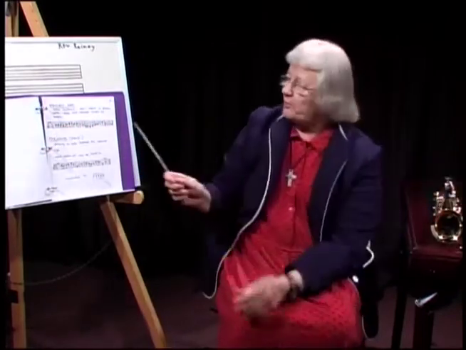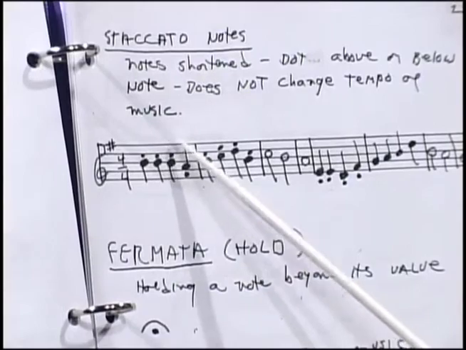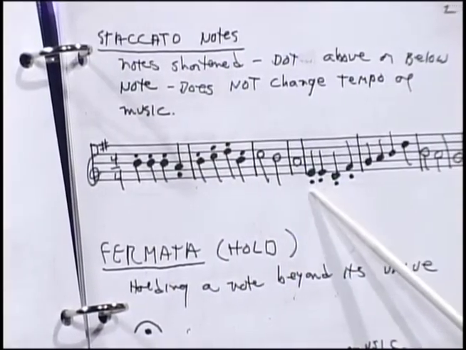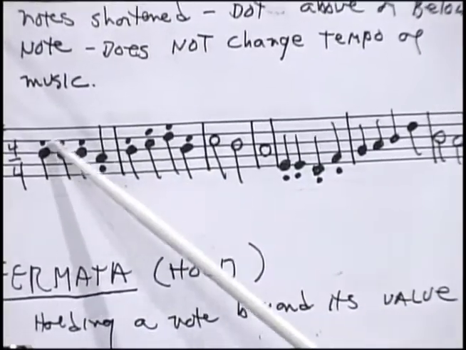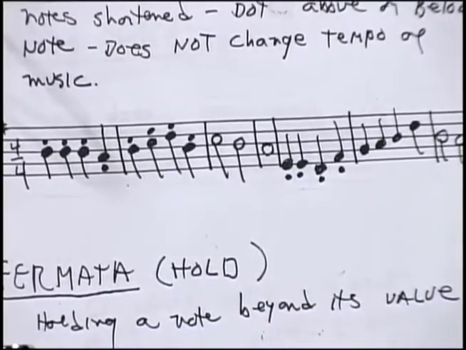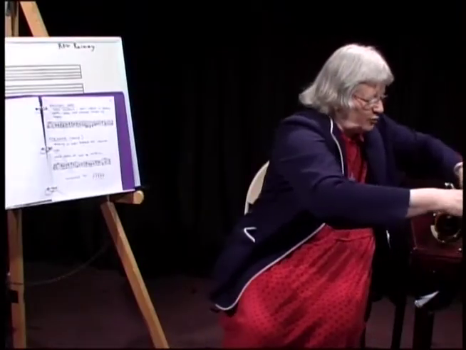Staccato notes. Staccato notes have a dot on top of them, just a little tiny dot. If they're lower notes, the dot's going to appear underneath them. If they're higher notes, the dot will appear on top. And all you do with a staccato is that you make a note very short. Let me get the page here. Let me play this for you.